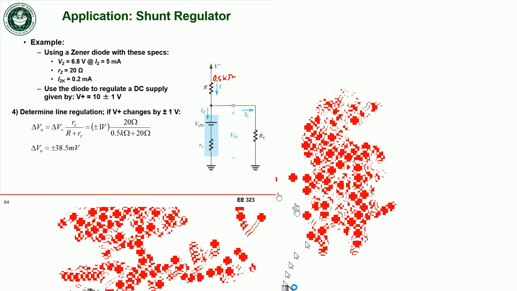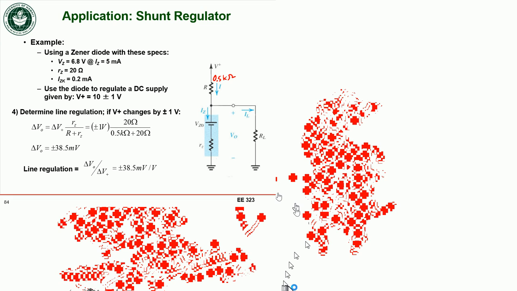So if I want to convert that to line regulation, I just need to normalize that to the change in voltage of my source. And since that change is 1 volt, then it's just 40 millivolts per volt. So for every volt in fluctuation of my source, my voltage regulator will stabilize that, so it's only a 40 millivolt change at the output of the voltage regulator.